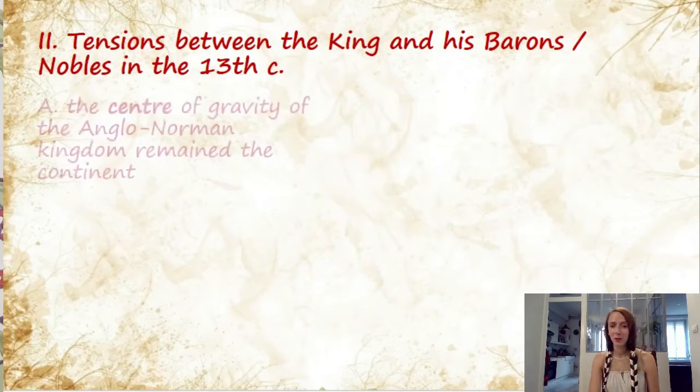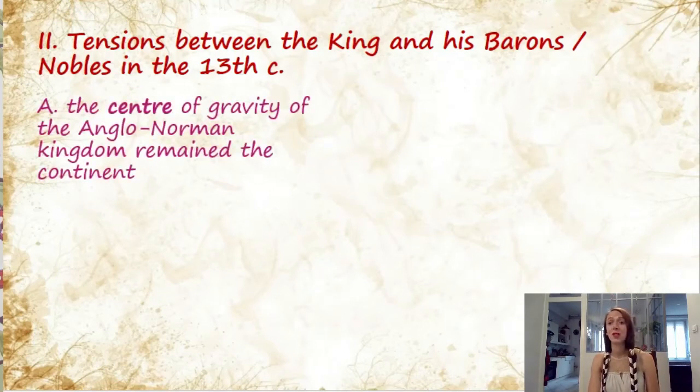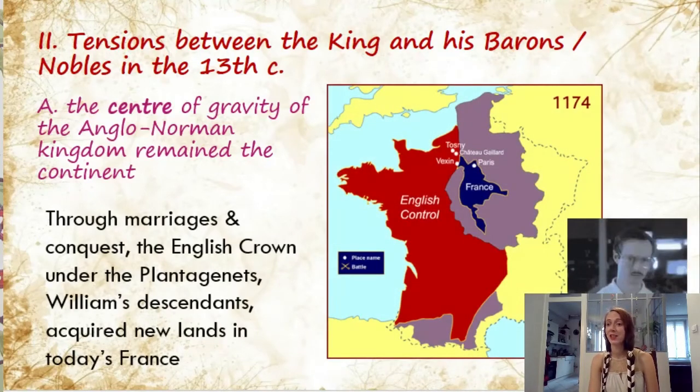So the first point that we'll talk about is the fact that the center of gravity of the Anglo-Norman kingdom remains the continent. Through marriage and through conquest, the English crown under the Plantagenets, William's descendants, acquired new lands in today's France. Basically, in the 12th century, I will sum it up, and do not quote me on that, as lots of drama. Eventually you get to the English kings forcing the barons to go to war against France to defend their territories. One of the examples we could mention is the 100 Years' War.